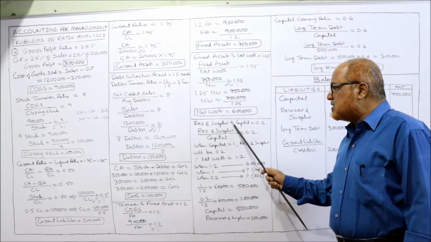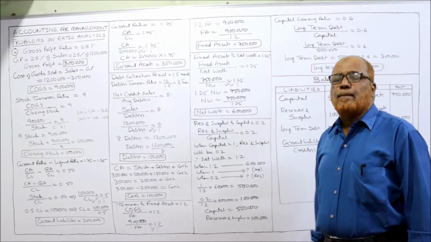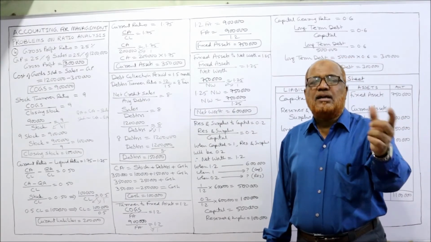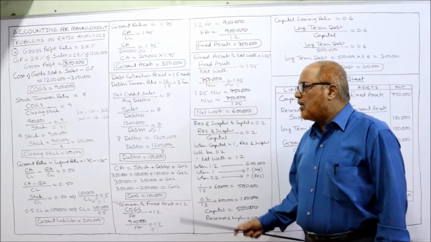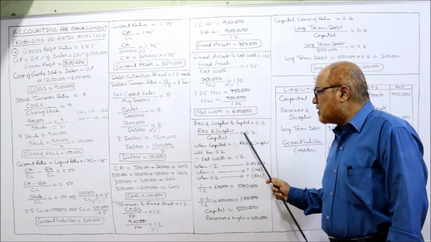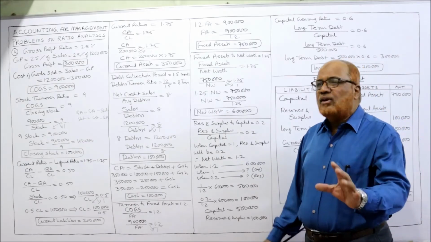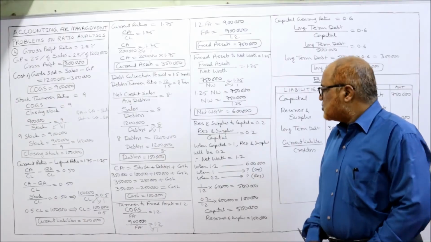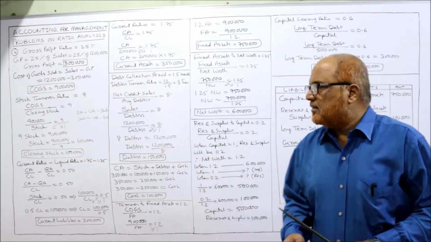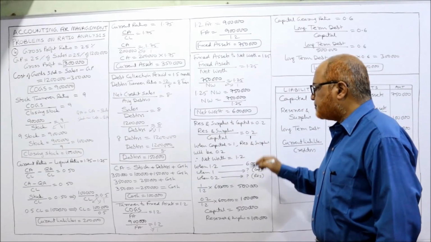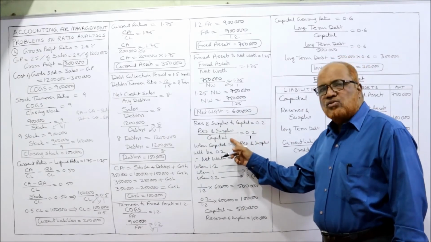Now next, reserves and surplus to capital is 0.2. The formula is reserves and surplus divided by capital is equal to 0.2. Now we don't have reserves and surplus, and we don't have capital. So simply we can say like this, if I put it by 1, nothing will happen. Now it means what?